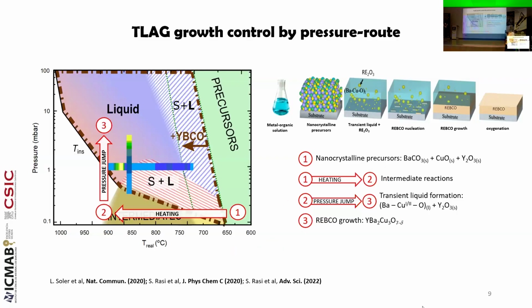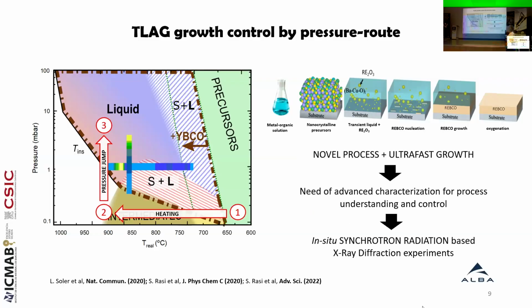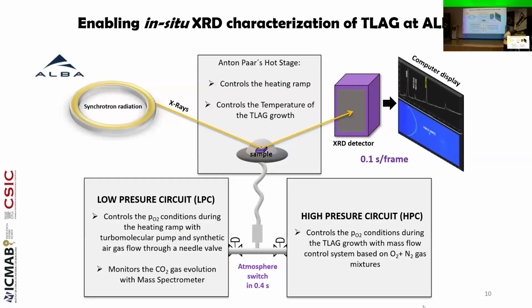So of course, this process is ultra fast and is quite novel. So there was a need of advanced characterization in order to understand and control this process. This was achieved with in-situ synchrotron radiation-based X-ray diffraction first. In order to meet all the requirements of the TLAG process, the pressure route especially, and also the acquisition during this in-situ process by X-ray diffraction, we needed to develop a special new experimental platform that would allow both.